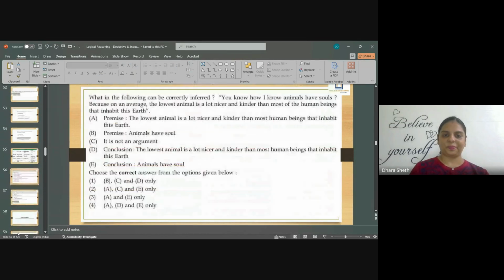Okay. Next question. What can be correctly inferred from: You know how I know animals have souls? Because on an average, the lowest animal is a lot nicer and kinder than most of the human beings that inhabit this earth. Choose your option. If it's a premise, if it's a conclusion, if it's not an argument.